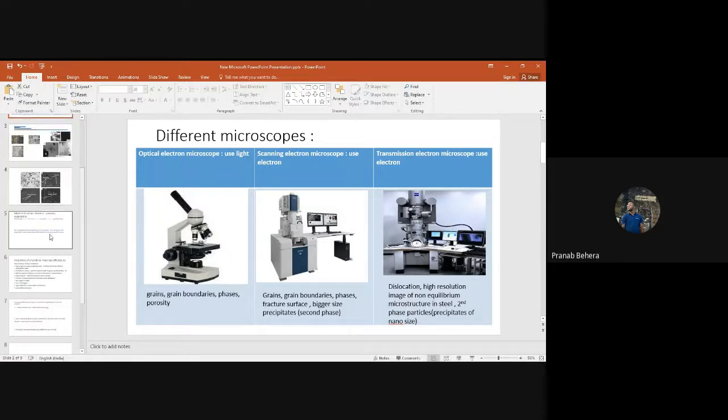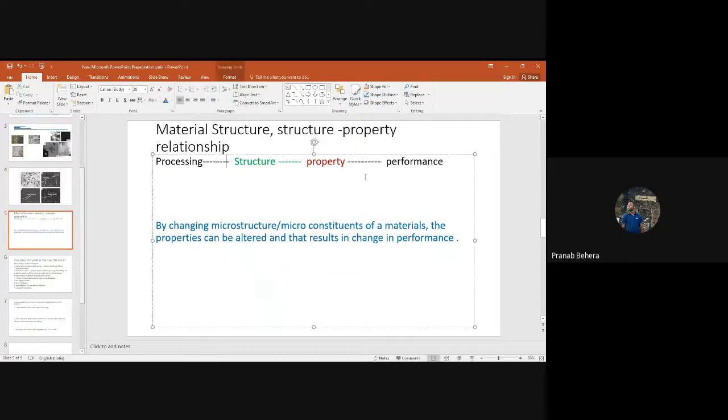Anyways, so now you have understood. Finally, these two are important: the green and the red. What I have written: by changing the microstructure or microconstituents of a material, the properties can be altered, and that results in a change in performance. So performance of a material depends upon the properties, and properties can be altered by altering the microstructure. You can also write by altering the microstructure and nanostructure, if nanostructures are there. Nanostructure means these precipitates.